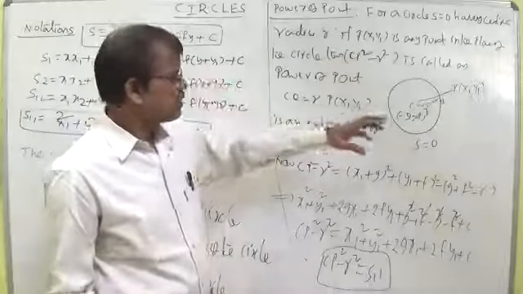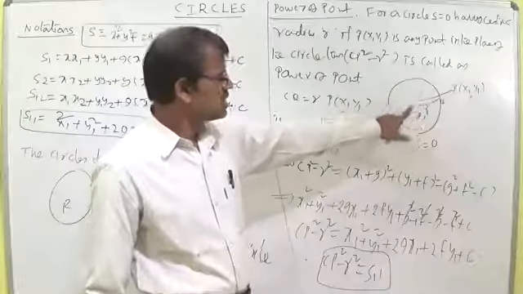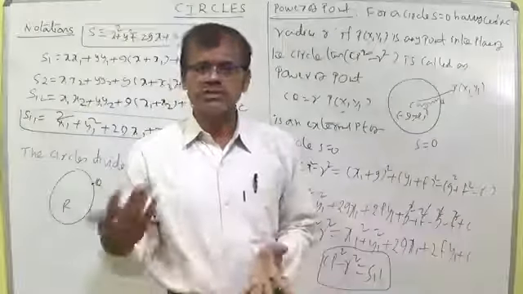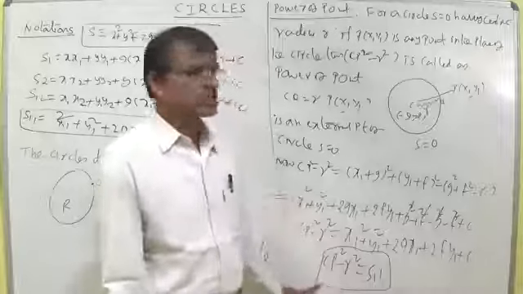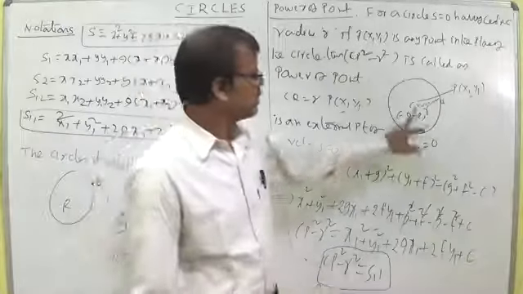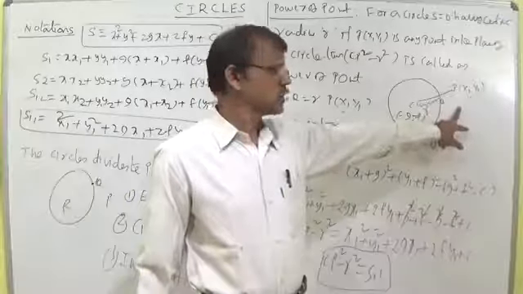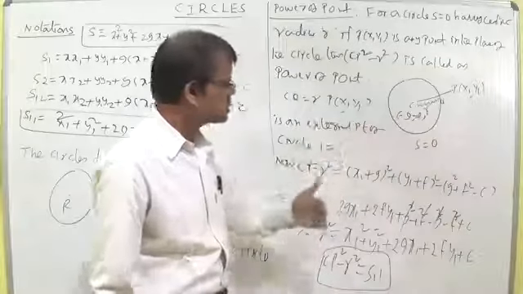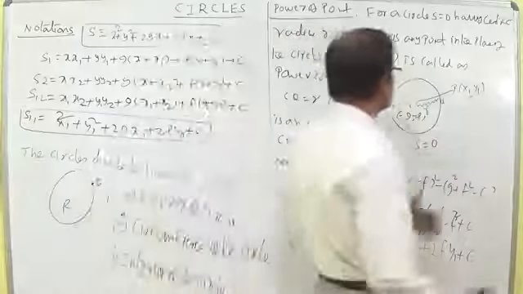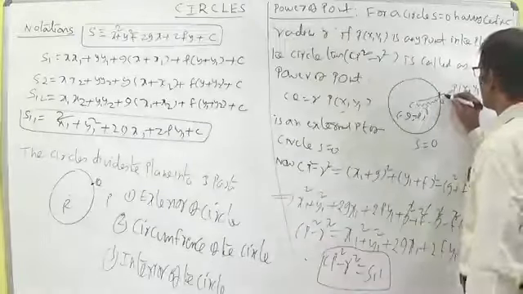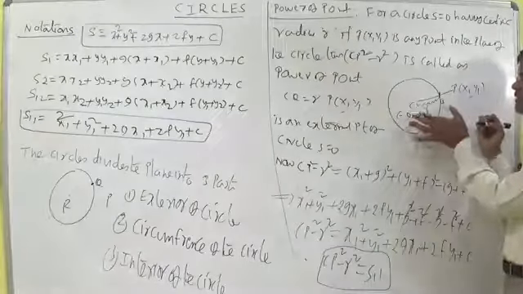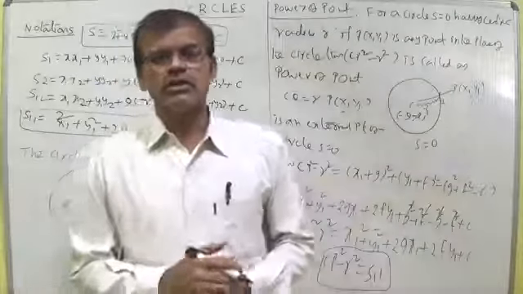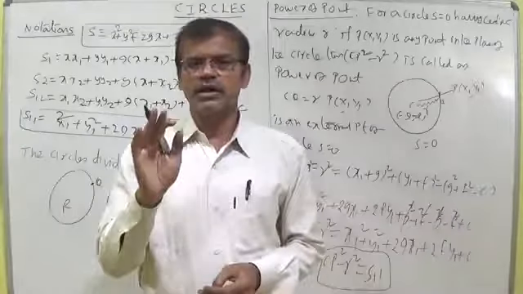Here it is directly visible that P is the external point. P is outside, and outside means positive, so greater than 0. If S11 is greater than 0, the point P lies outside the circle. Next, if it is 0, then Cp square is equal to R square, because if P lies on the circle, Cp is equal to R, then Cp square minus R square is equal to 0. So S11 is equal to 0, and the point P lies on the circle.